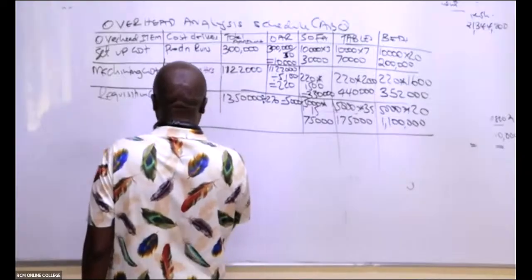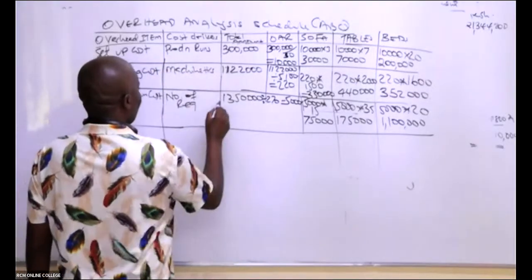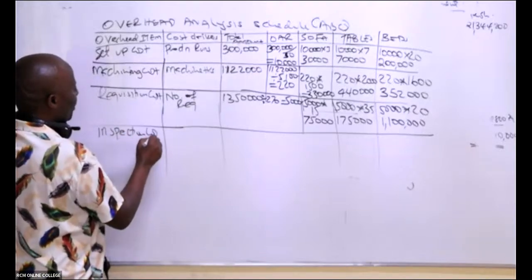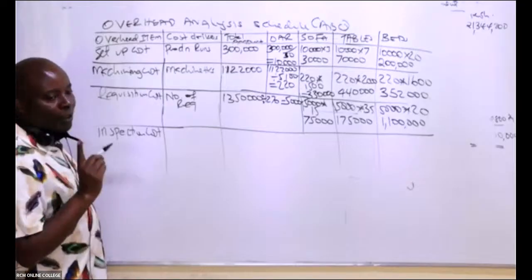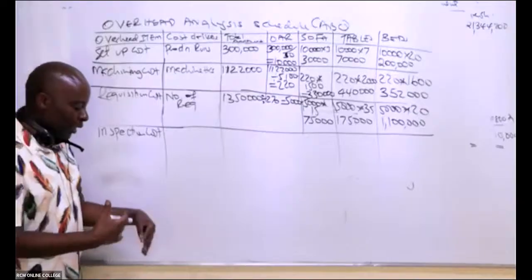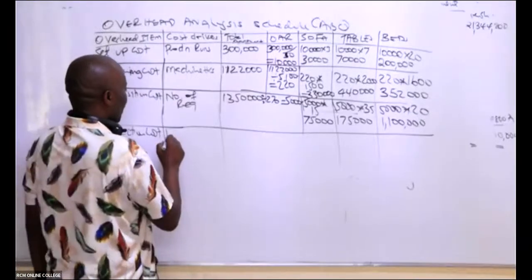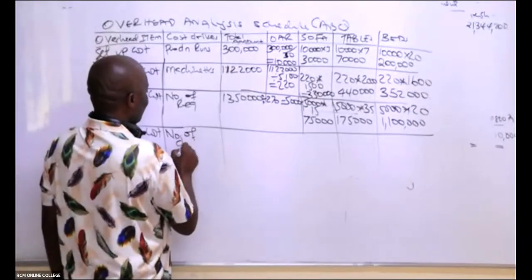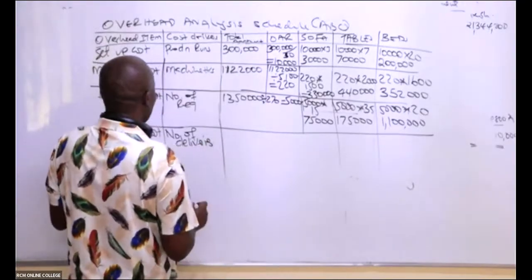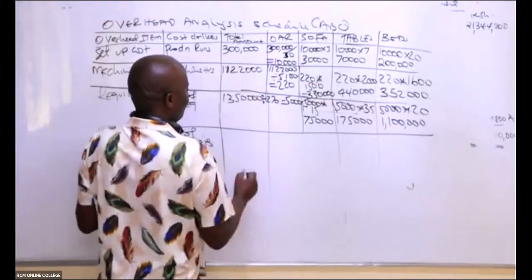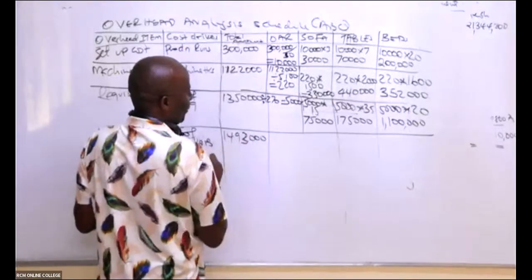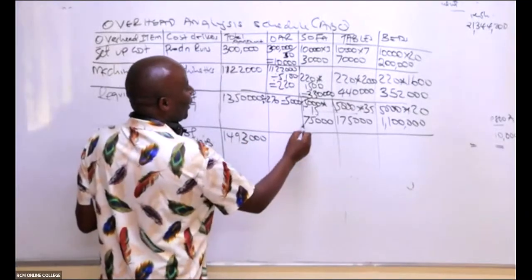What is the name of the next cost? Inspection cost. So what is the cost driver given for inspection? Number of deliveries. We deliver, they inspect. Number of deliveries. How much is the total amount of inspection cost? 1,493,000.